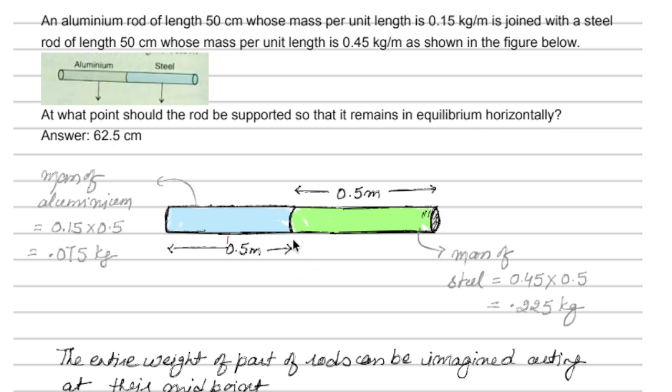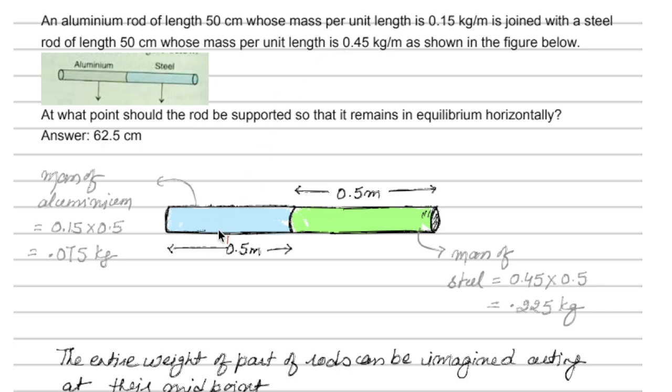So we should be able to support this entire rod so that it does not swing or rotate. It remains in equilibrium. So that is the question. First thing is, here direct mass is not given. The mass per unit length is given.